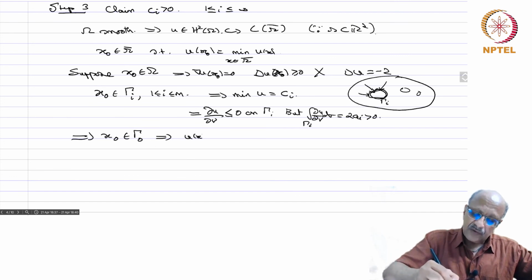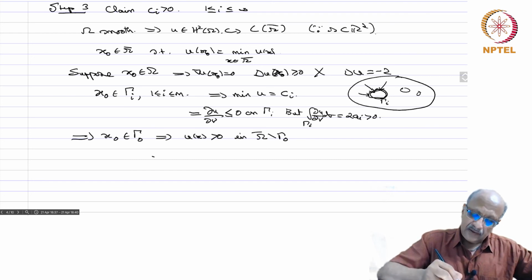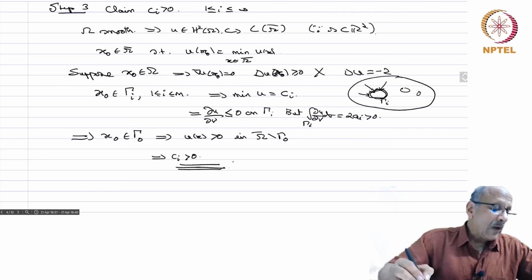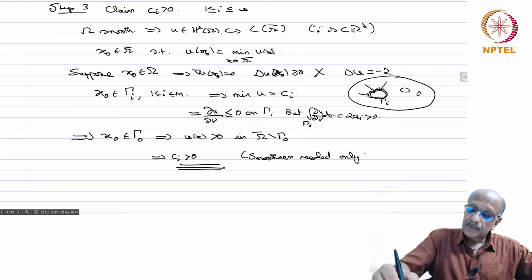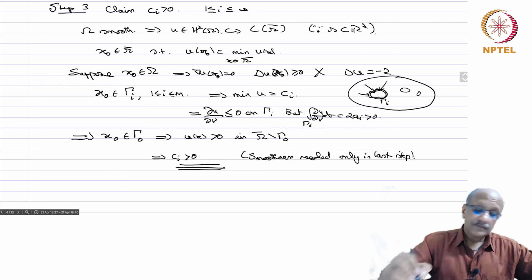So, this means u of x is strictly positive in omega closure minus gamma naught, and this implies that Ci are all strictly positive. Okay, so this proves it. So, smoothness is needed only in the last step. Okay.